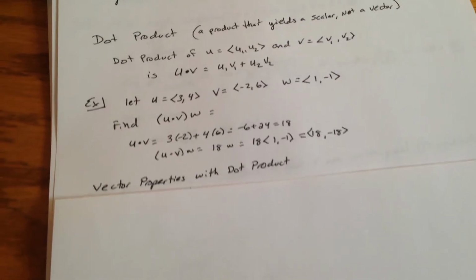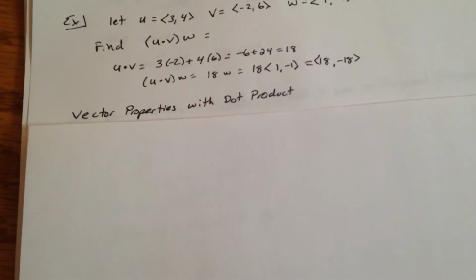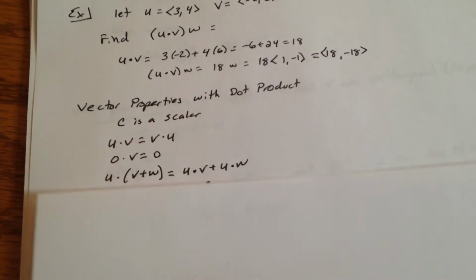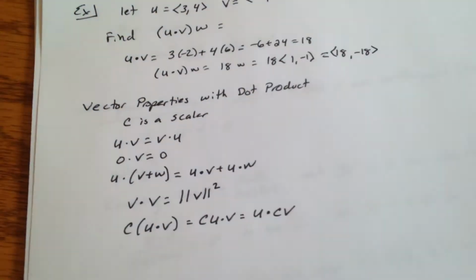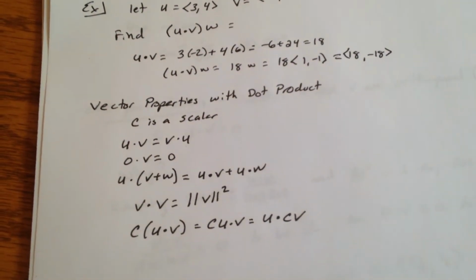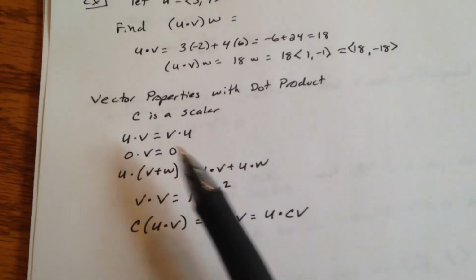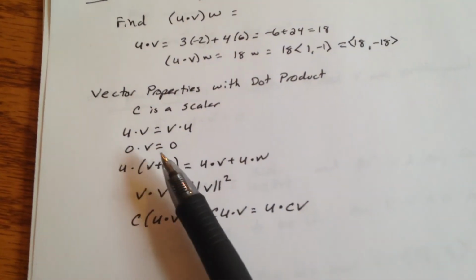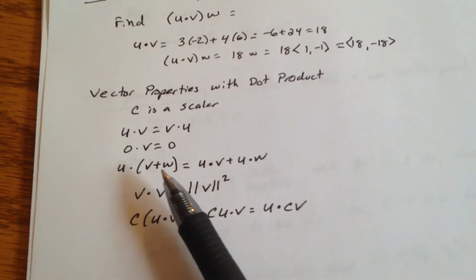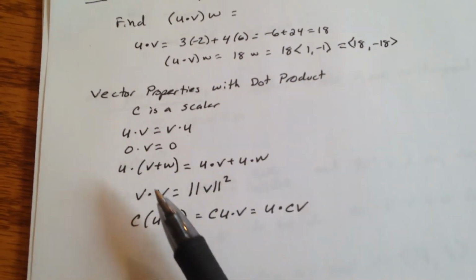Vector properties with dot product. These are pretty simple. They're ones that you should be able to logically create. The dot product is commutative, you'd say. The zero property still holds. The distributive property still holds for the dot product.